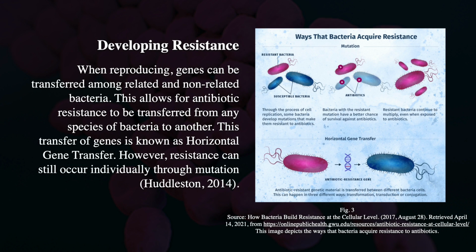When reproducing, genes can be transferred among related and non-related bacteria. This allows antibiotic resistance to be transferred from any species of bacteria to another. This transfer of genes is known as horizontal gene transfer. However, resistance can still occur individually through mutation.